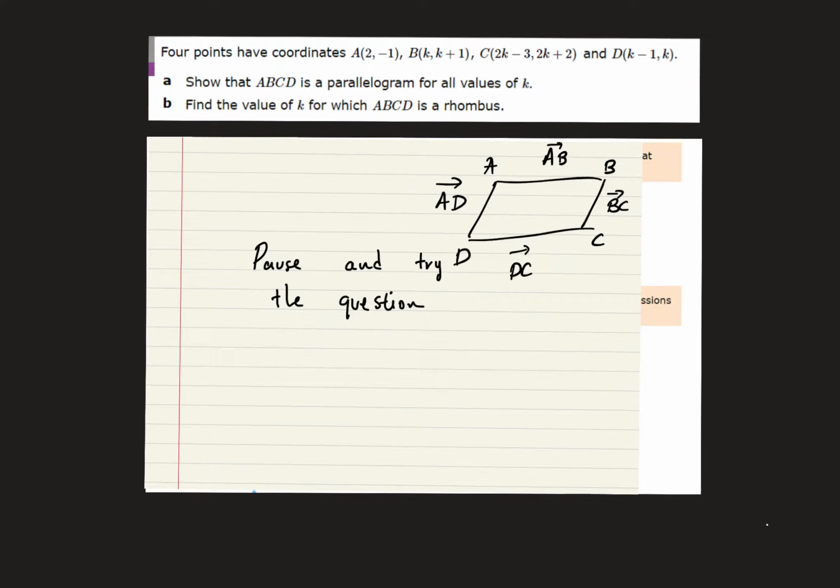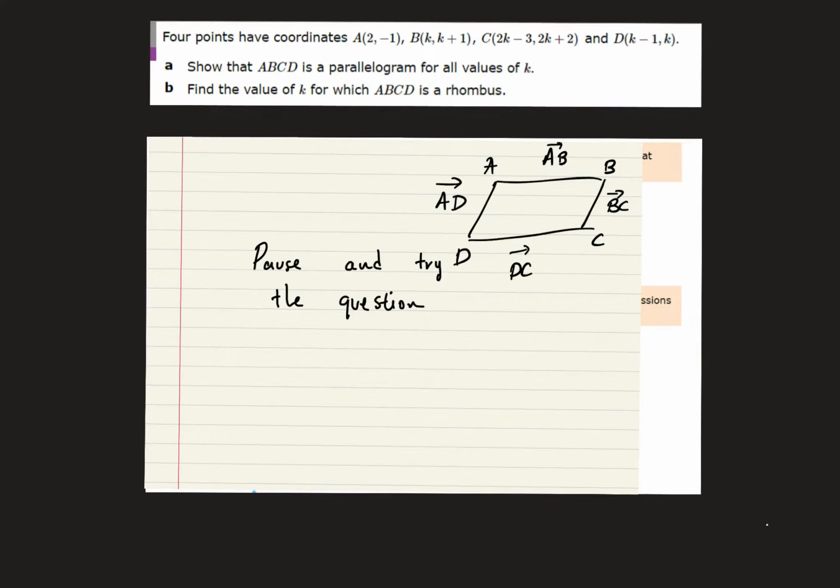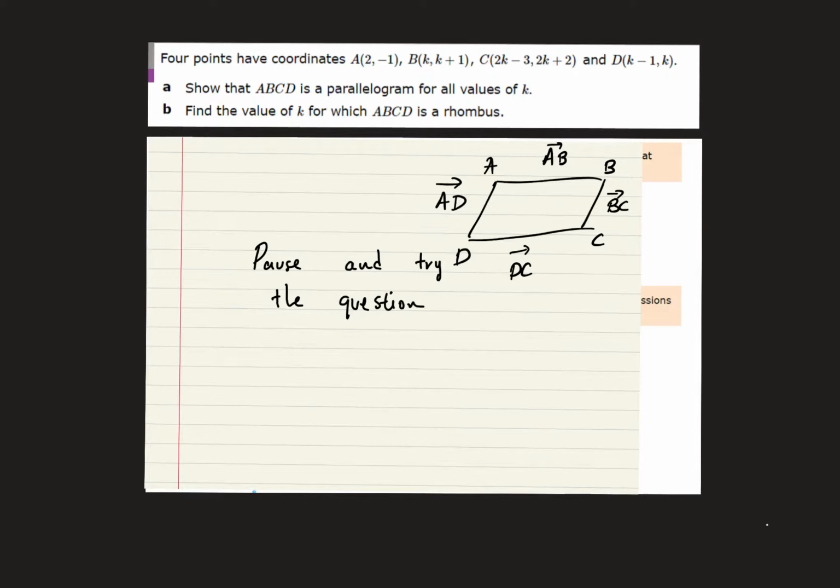The second question says, find the value of K for which ABCD is a rhombus. In order for this shape to be a rhombus, you need to have that AB must be equal to either AD or BC. Again, you've got to prove that yourselves. So how would you find the length of a vector? Think of using magnitude. Please feel free to pause this question here and try it yourselves.